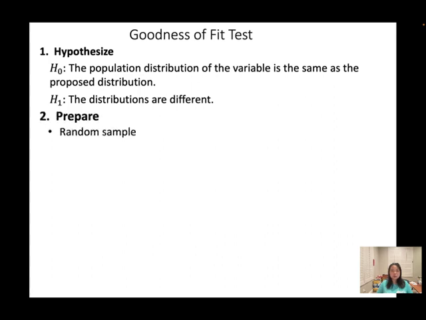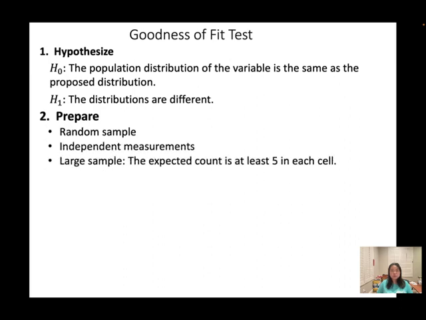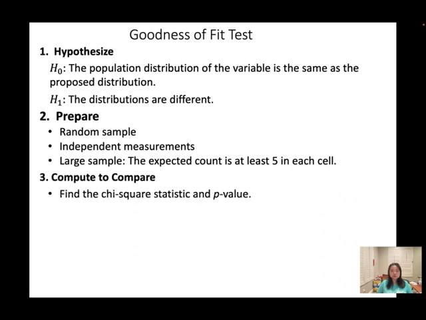And then prepare. We need to state the conditions. First, random sample, independent measurement, and large sample. The expected count must be at least 5 in each cell. So make sure you check the expected frequency for each category is at least 5. And then we're going to use the calculator to find the chi-square statistic and also the p-value.